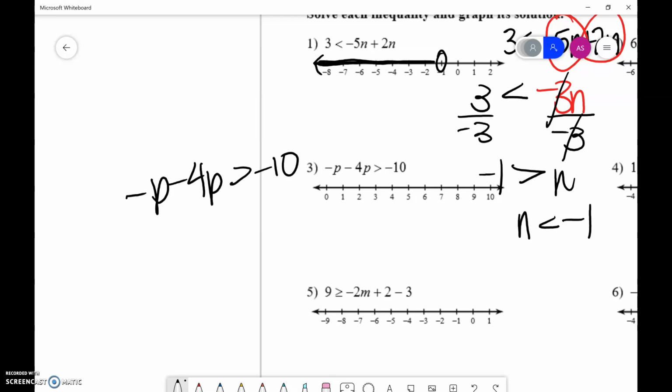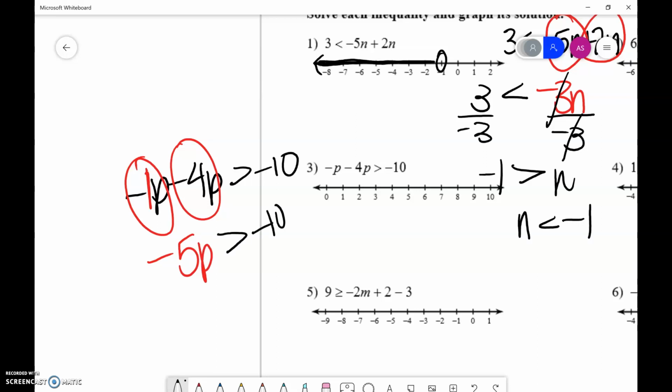All right, number 3. Again, we have like terms. We can go ahead and put in an imaginary 1 if we need that. So we have negative 5p. Then I'm going to bring down my greater than and then my negative 10. I'm going to divide by negative 5. So again, I'm dividing by a negative. So it's now going to be p is less than positive 2. I'm going to go to positive 2, and I'm going to put an open dot, and it's less than, so it's still going to be going to the left.